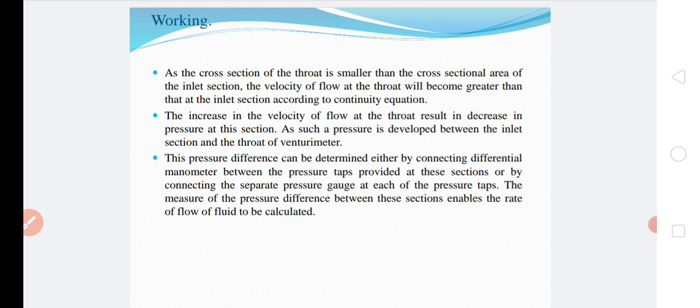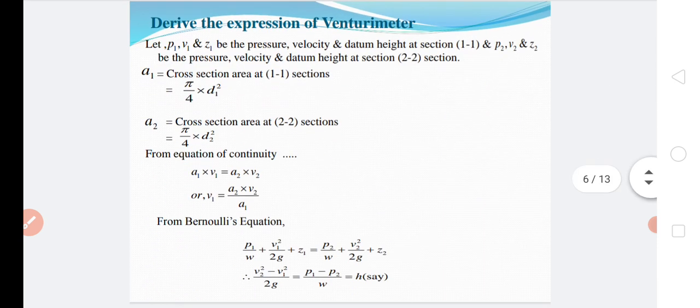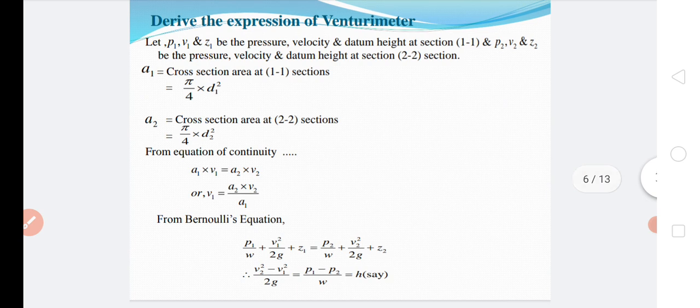The pressure difference can be determined either by connecting a differential manometer between the pressure taps provided at these sections, or by connecting a separate pressure gauge at each of the pressure taps. The measure of the pressure difference between these sections enables the rate of flow of fluid to be calculated. Now, the derivation of the expression of venturimeter.